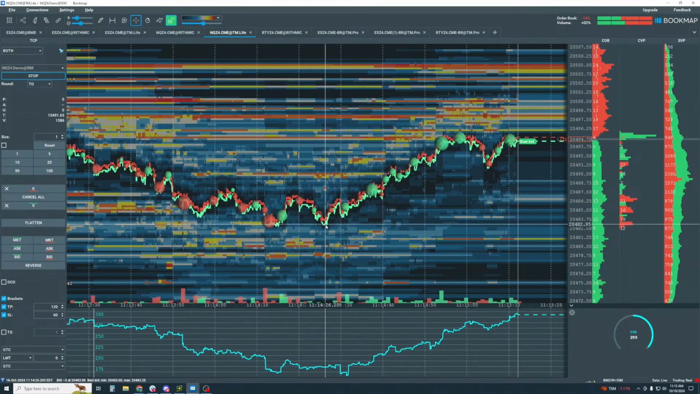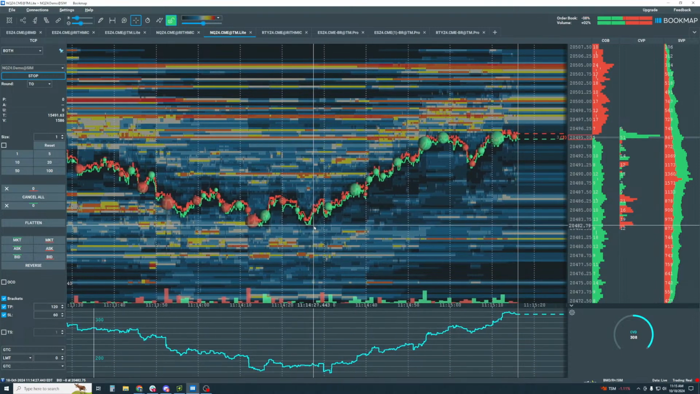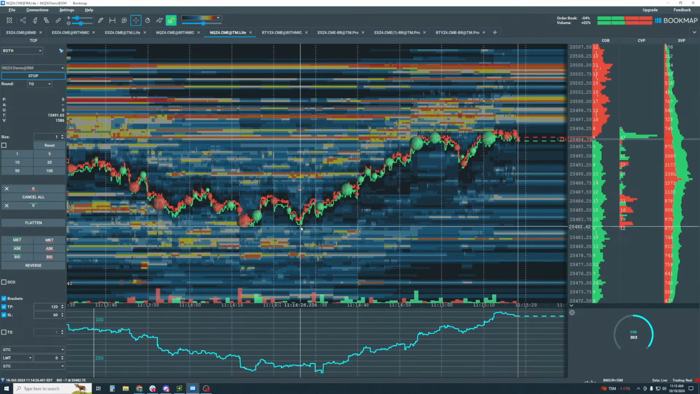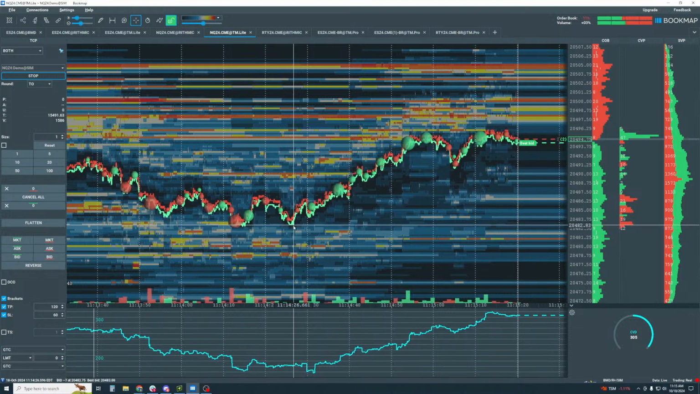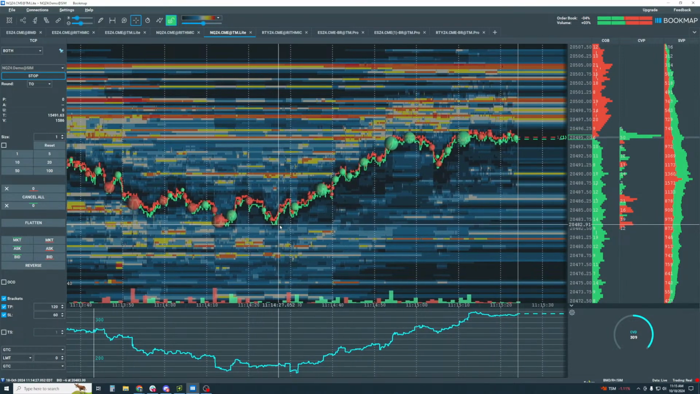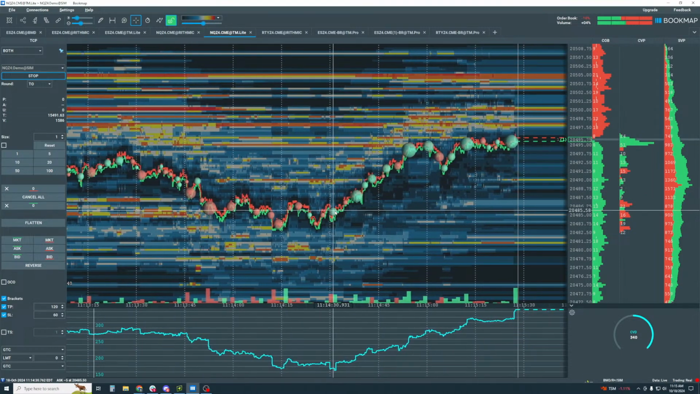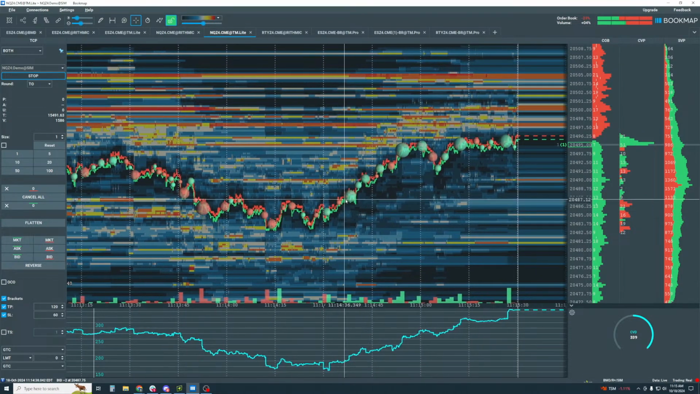Now, look at the retest here. Now, this is much easier in hindsight, of course. But do we see sellers here? Do we still see supply over here? No. And now we're starting to see more demand, but aggressive demand, market buys.